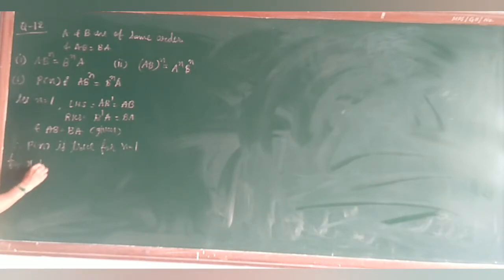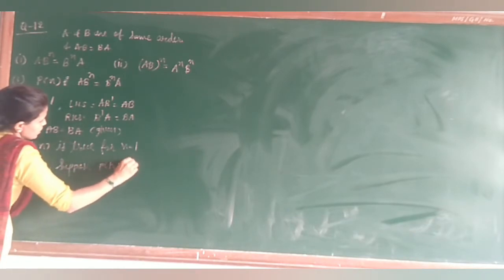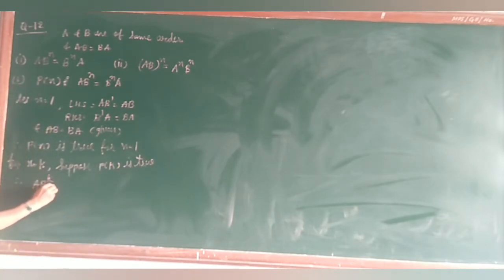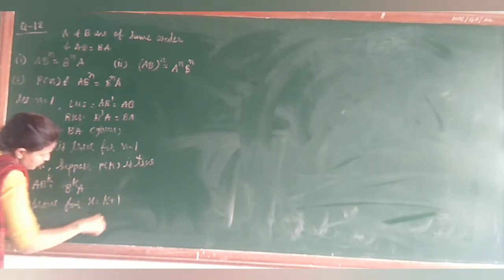Now for n is equal to k, suppose Pk is true. So here we have ab raised to k is equal to b raised to k into a. Now let's prove it for n is equal to k plus 1. For k plus 1 we have to prove.